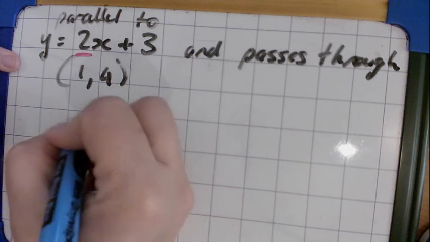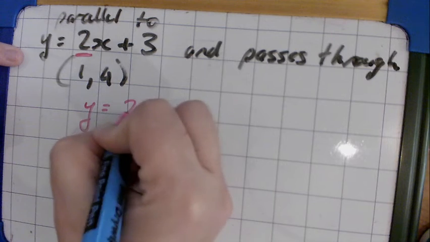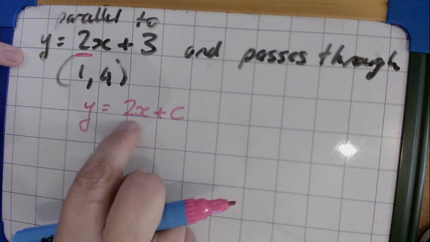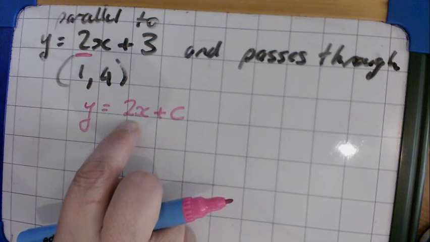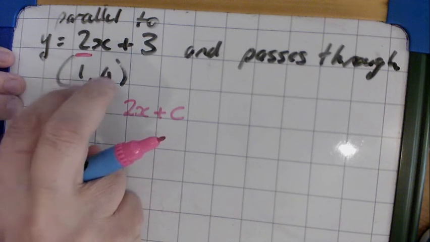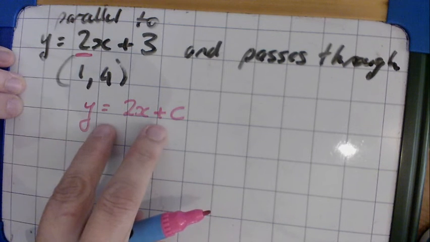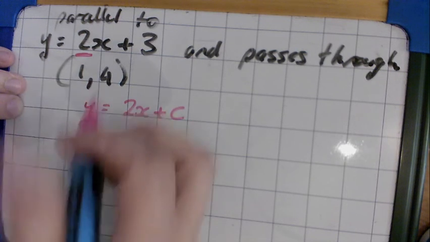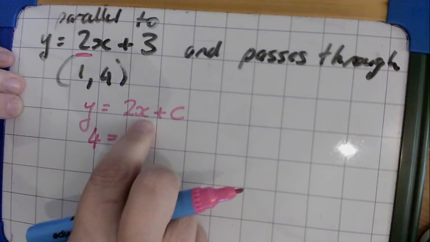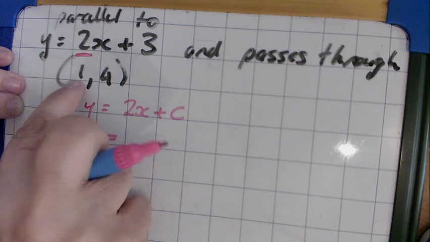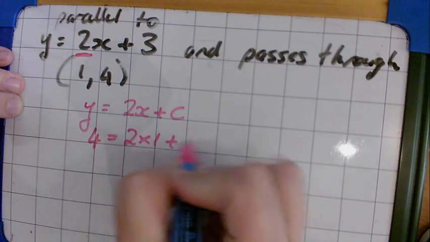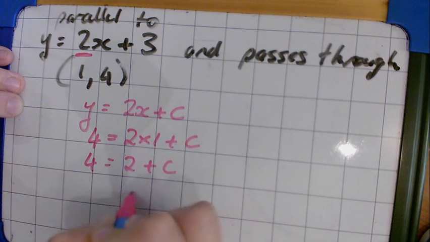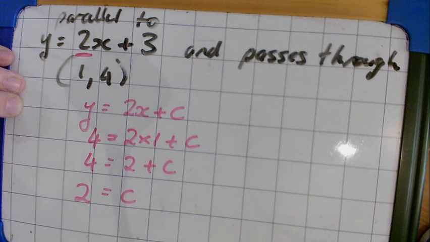So the first thing I know is my equation is y equals 2x plus c. I don't know what that c is yet, but I do know the gradient. Now, like we did before, we're going to substitute the point 1, 4 into this equation. So where I see a y, I'm going to put the y value, which is 4. Where I see an x, I'm going to put the x value, which is 1. Now I solve for c. 4 is equal to 2 plus c, which leads me to the conclusion that c must be worth 2.